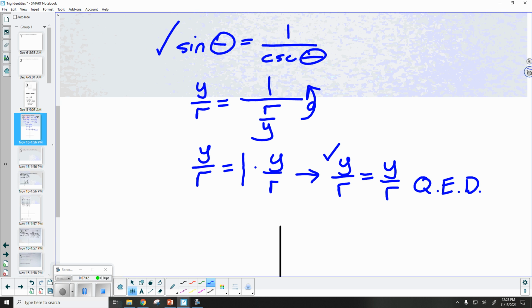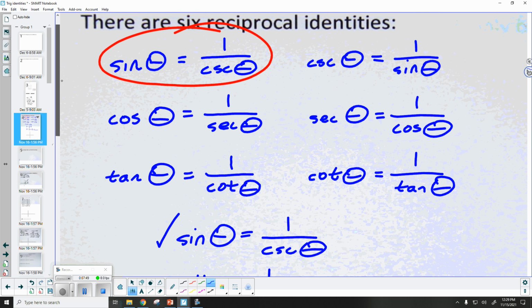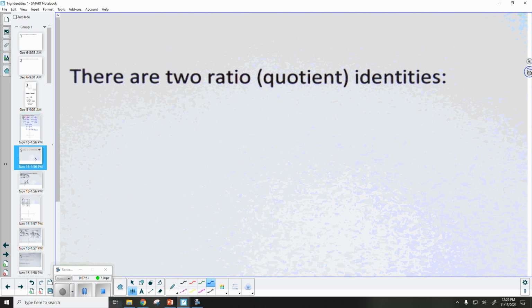Almost like a stamp of approval. There you go. Okay. All right, so there are the 6 reciprocal identities. That's pretty basic. Now, there are only 2 ratio or quotient identities. So those 2 words can be used interchangeably. Sometimes I'll say ratio, sometimes I'll say quotient, but there's only 2 of them.